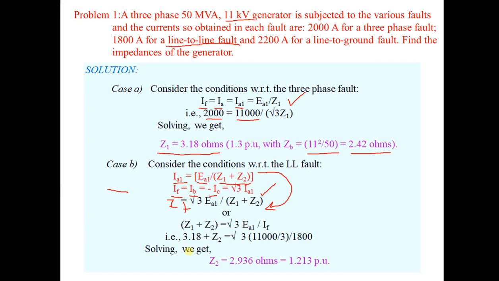After applying all the given data, Z1 we found is 3.18 ohms, plus Z2 which we don't know, equal to root 3 times EA1, which is 11,000 by root 3, whole divided by 1800. This is for line to line fault, which is given as 1800 amps. By just solving we obtain Z2, both in per unit and in terms of ohms, 2.936.